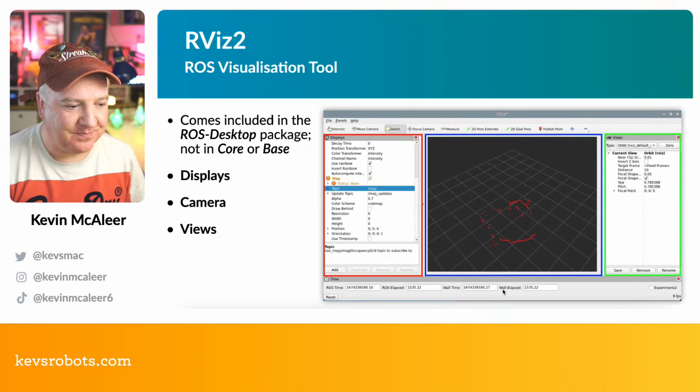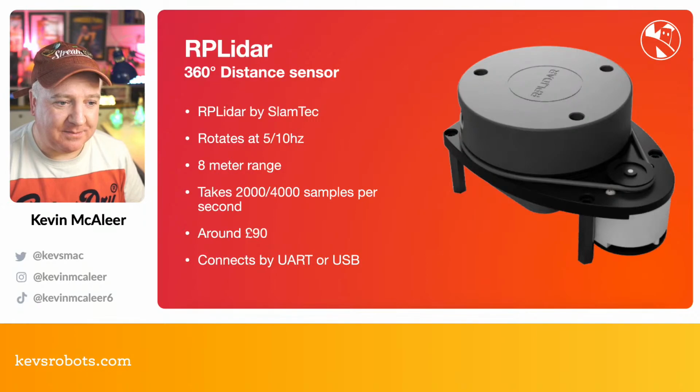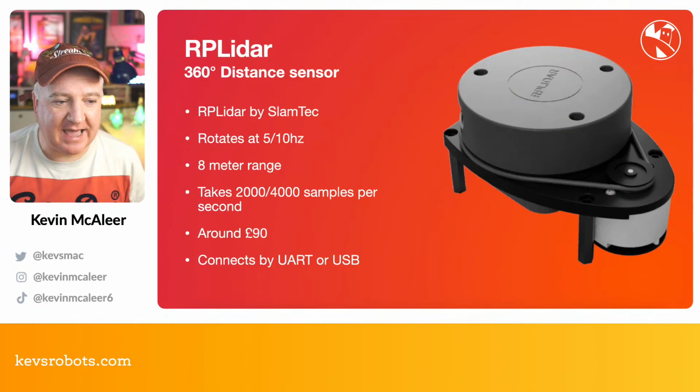Okay, so that's the overview of ROS, what it looks like. We're going to be using an RPLiDAR today to do our laser scanning. This is the one I've chosen to use. It was essentially the cheapest one on the market at the time. This is by SlamTech. It's called the RPLiDAR A1.